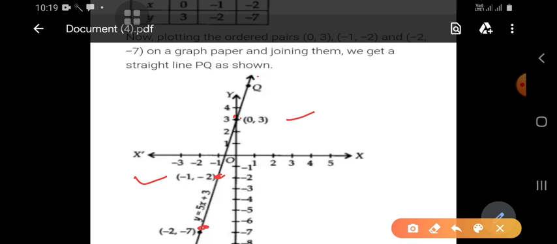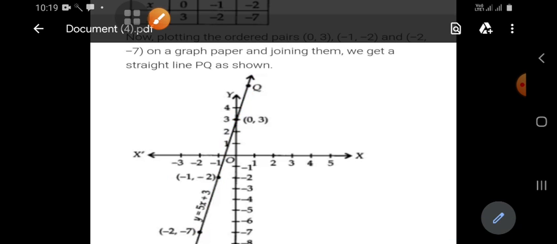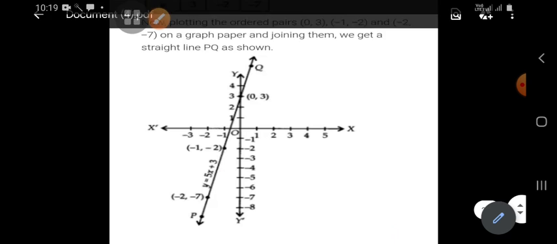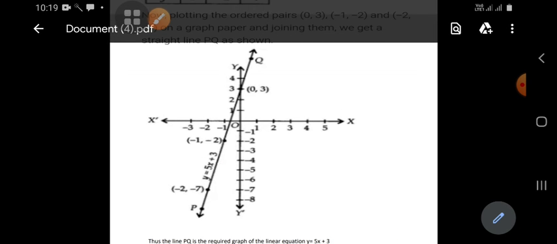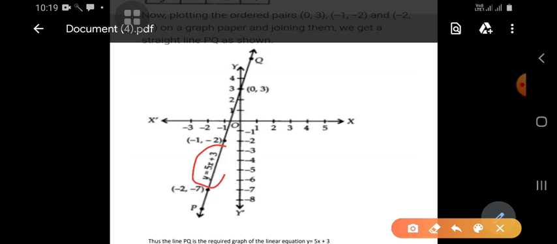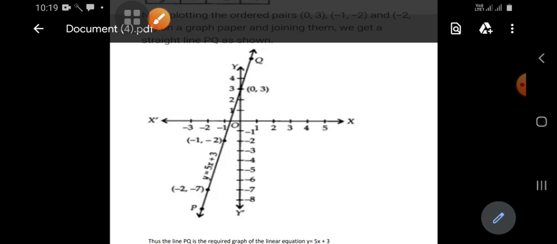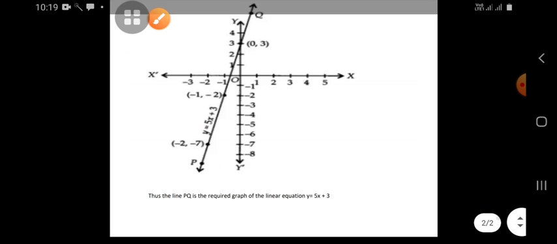So we draw a line, we join, that means we have to join these points, and after joining we get this line. Look at here, name this line as PQ, and the equation y is equal to 5x plus 3, that is written here. You have to write down this. This is the graph with the help of that equation.